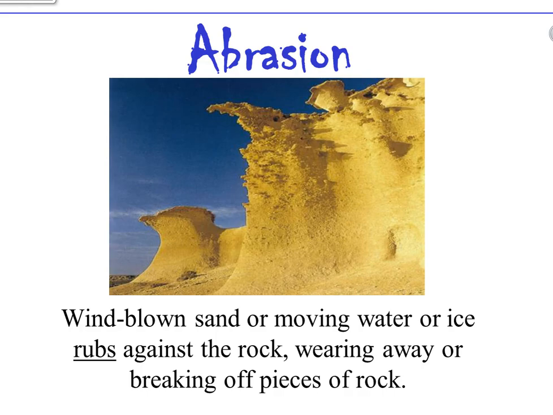Abrasion is the next type of weathering. It's when wind-blown sand or moving water or ice rubs against the rock, wearing away or breaking off pieces of rock. In this case, it would be sandblasting. The wind carries sand that eats away at this sandstone in the desert.